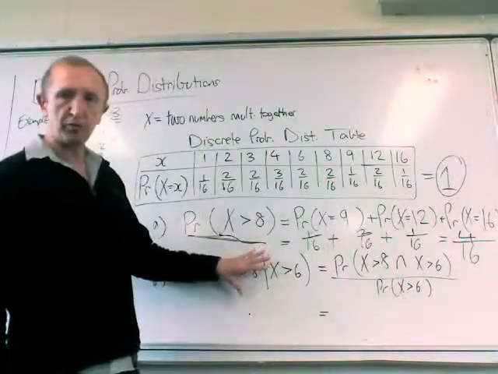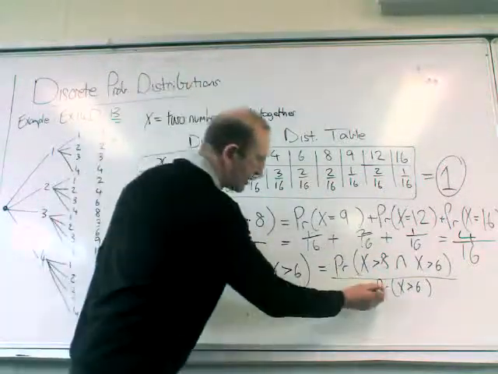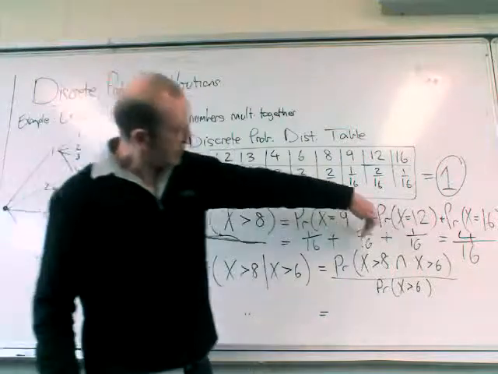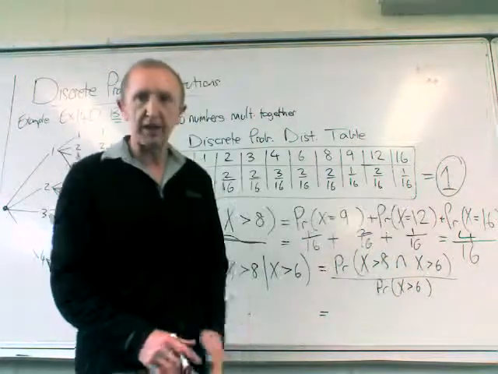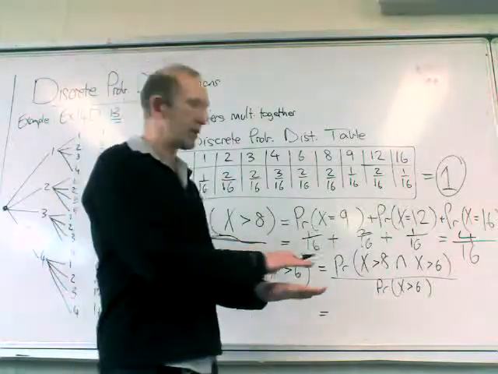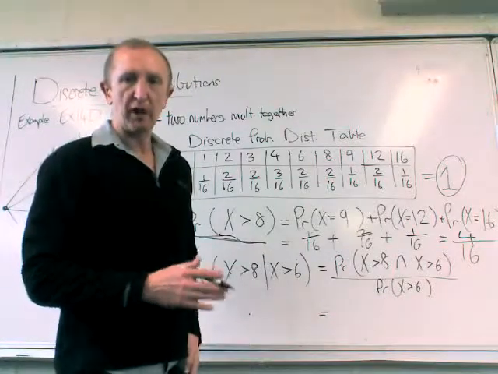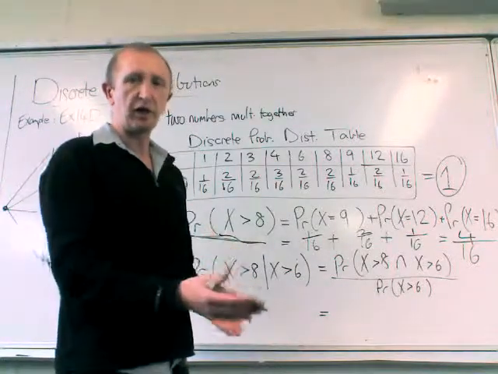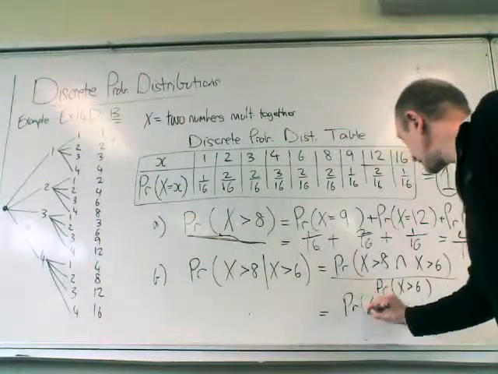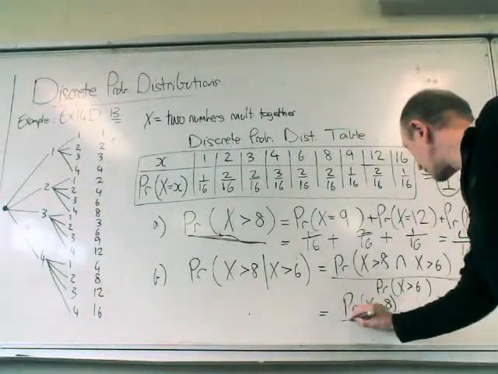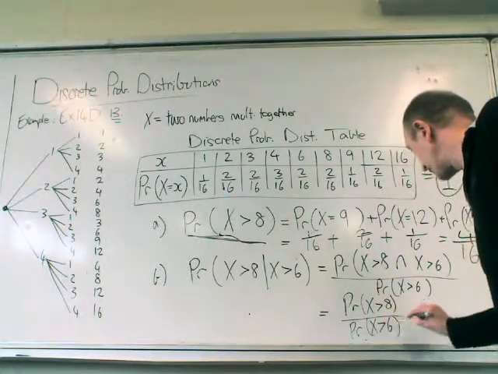So when you see conditional probability, you have to rewrite it like this to start with, and then we just evaluate this. So, what's the intersection of being greater than 8 and greater than 6? Where do they intersect? Where do they cross over? Okay, greater than 8, greater than 8, and greater than 6. Well, greater than 6 means that you'll intersect when you get greater than 8. So this is really saying, what's the probability that x is greater than 8 divided by the probability that the product is greater than 6?